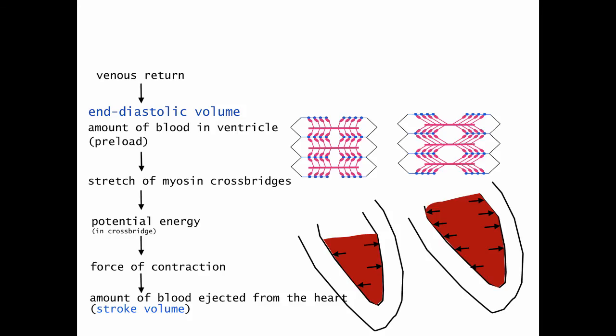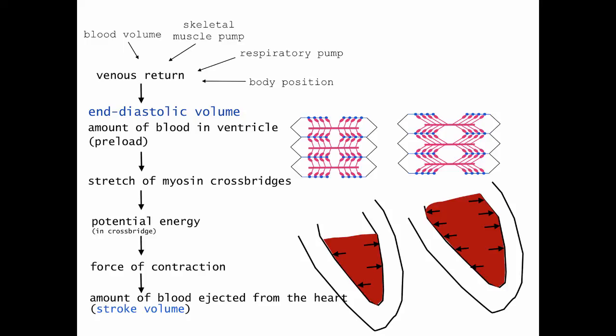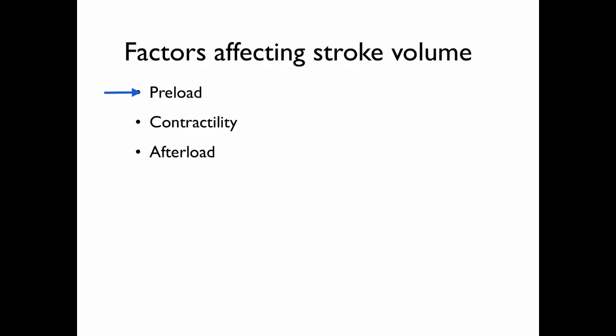So to summarize, we've covered 4 factors, although there are many more, that are going to affect venous return. We discussed the skeletal muscle pump, the respiratory pump, blood volume changes, and body position. All of these factors are going to directly affect blood returning back to the heart, which will affect end diastolic volume and consequently result in changes in stroke volume. In the next video, I'm going to discuss the second factor that affects stroke volume, and that is contractility.